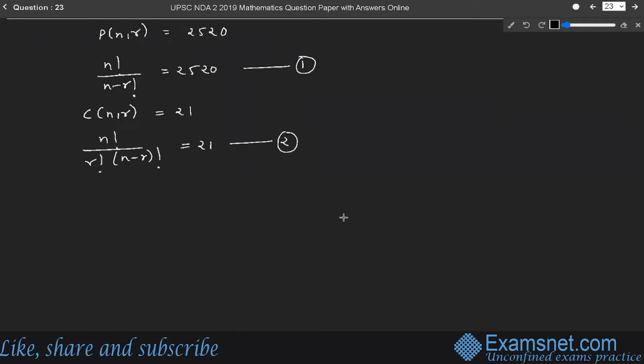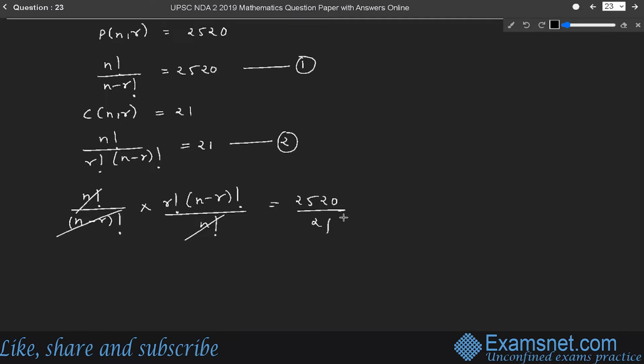On dividing equation 1 by equation 2, we get n factorial divided by (n minus r) factorial into r factorial into (n minus r) factorial divided by n factorial is equal to 2520 divided by 21. So n factorial and n factorial will be cancelled. Similarly, (n minus r) factorial and (n minus r) factorial will also be cancelled. So r factorial will be 2520 divided by 21. So it will be equal to 360 upon 3.